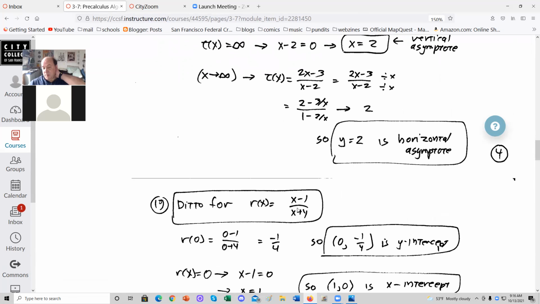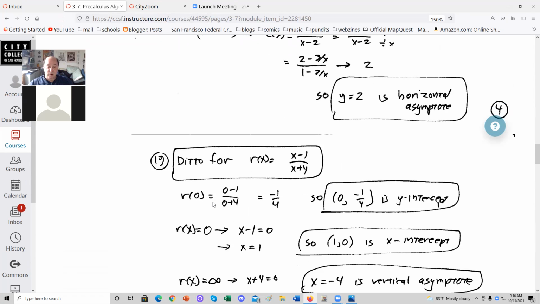Now do the same for x minus 1 over x plus 4. At 0, when x is 0, you get negative 1 over 4. So that's the y-intercept, 0 by negative a quarter.